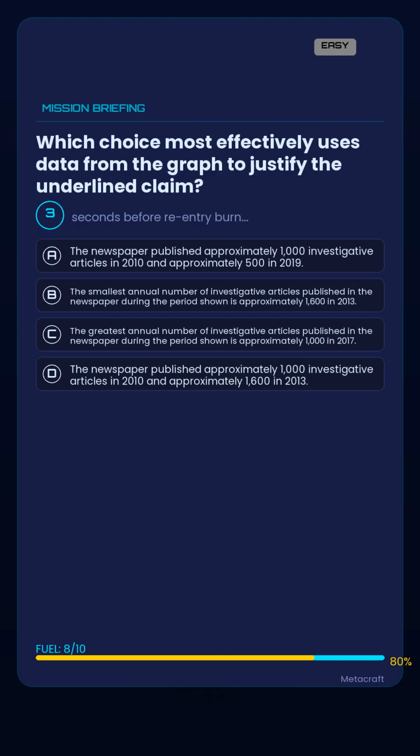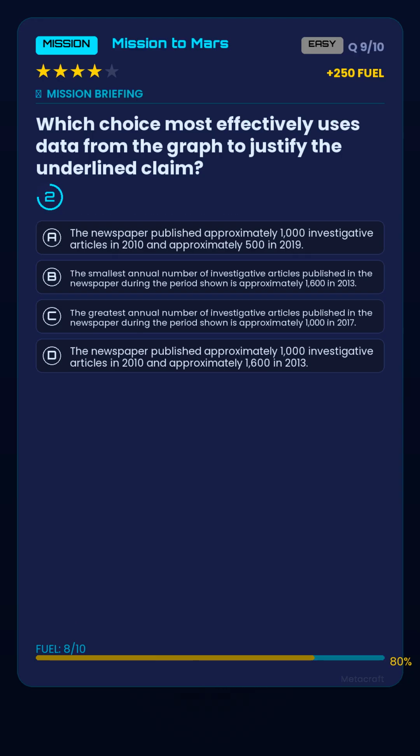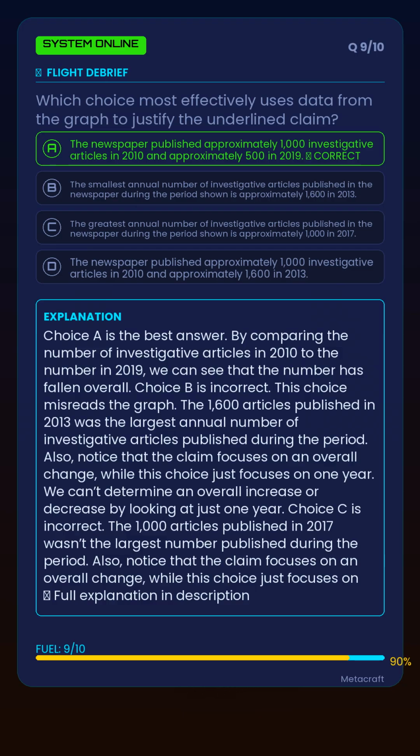Which choice most effectively uses data from the graph to justify the underlined claim? Option A. The newspaper published approximately 1,000 investigative articles in 2010 and approximately 500 in 2019. Option B. The smallest annual number of investigative articles published in the newspaper during the period shown is approximately 1,600 in 2013. Option C. The greatest annual number of investigative articles published in the newspaper during the period shown is approximately 1,000 in 2017. Option D. The newspaper published approximately 1,000 investigative articles in 2010 and approximately 1,600 in 2013. The correct answer is A.